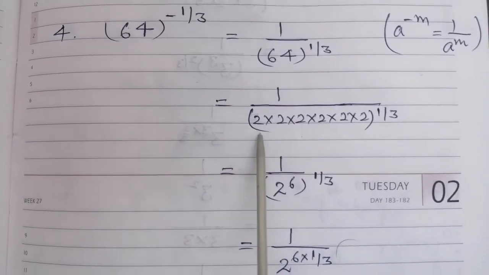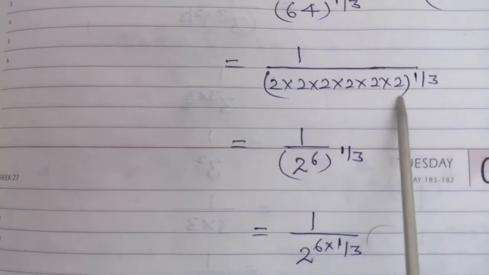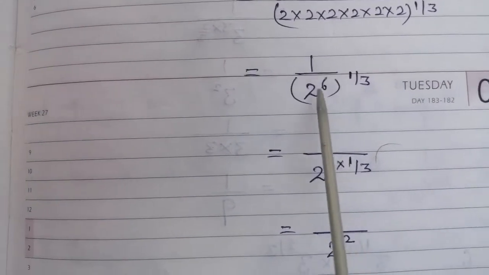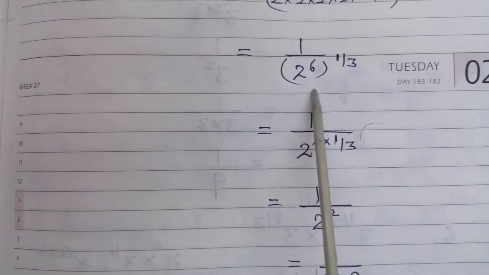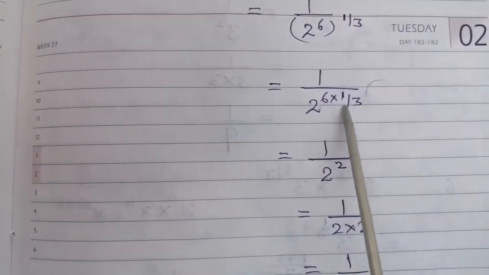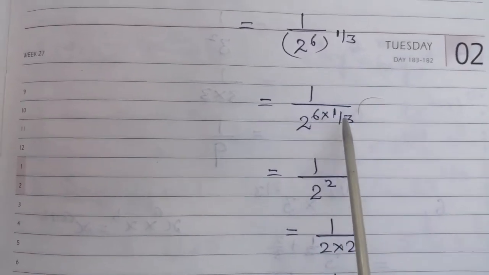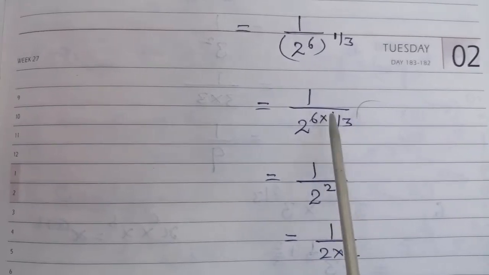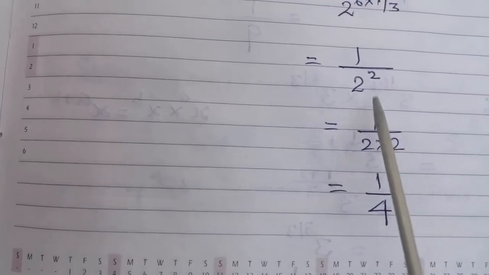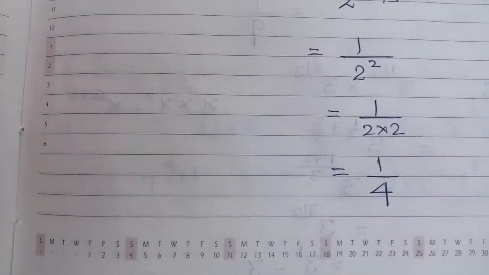So similarly, as we had done in the first question, 64 can be written as 2 into 2 into 2 into 2 into 2 into 2, 6 times, whole raised to power 1 over 3. So this becomes 1 upon 2 raised to power 6, raised to power 1 over 3. So power raised to power, multiply the powers. So 6 multiplied by 1 over 3. 2 raised to power 6 into 1 over 3. So 3 and the 6 we can cancel, right? So you're left with 1 over 2 raised to power 2, right? And 2 raised to power 2 means 2 into 2. So 1 over 2 multiplied by 2, which is equal to 1 over 4.